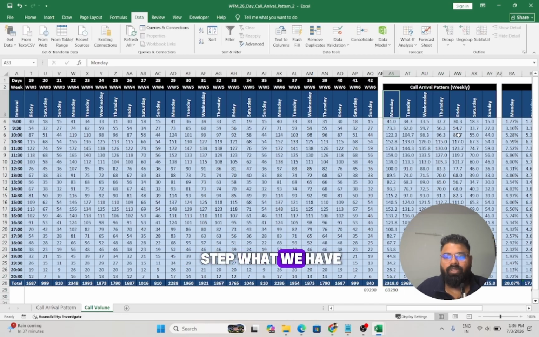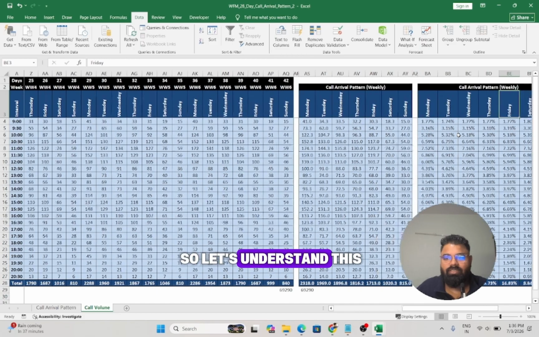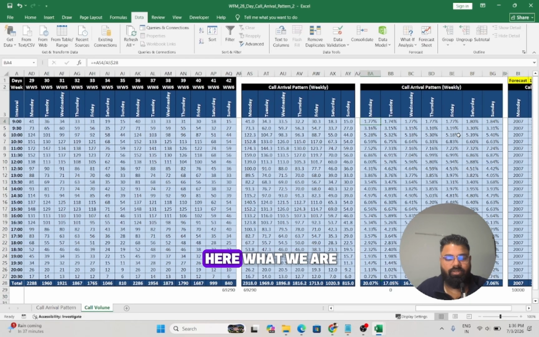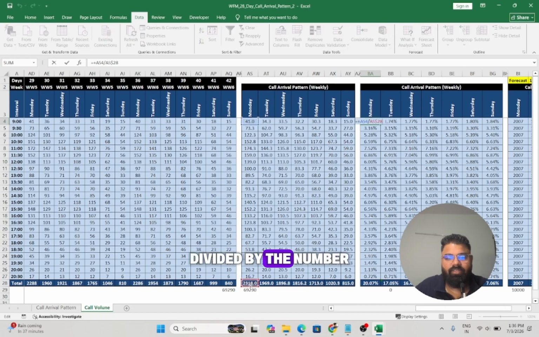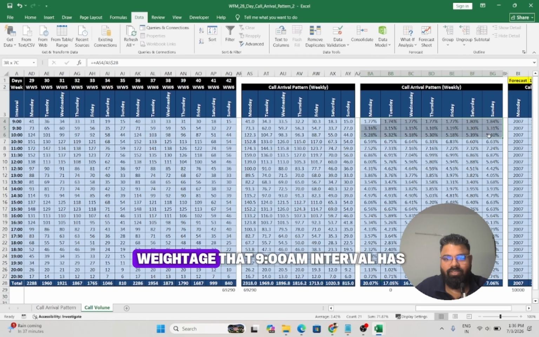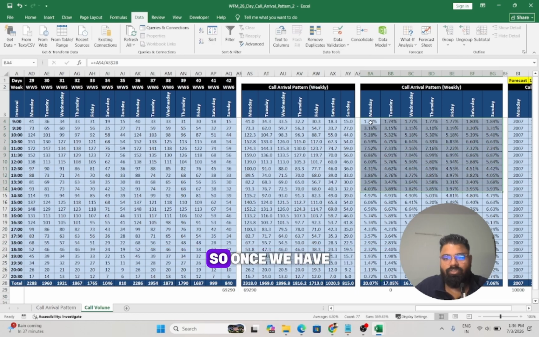What is the next step? What do we have to do? We will distribute this average volume we have per day. We will distribute it with the total calls received in a day. Okay, so let's understand this. How are we doing it here? So the 41 divided by the number of calls received for the day will give us the weightage that the 9 a.m. interval has. So once we have the distribution ready, we will do it for all the intervals similarly.